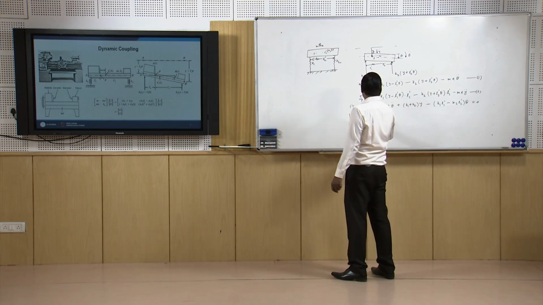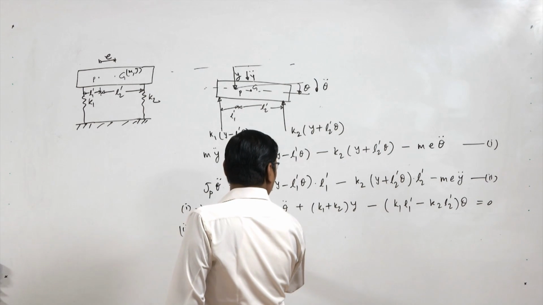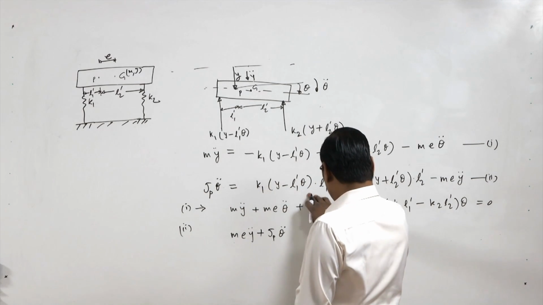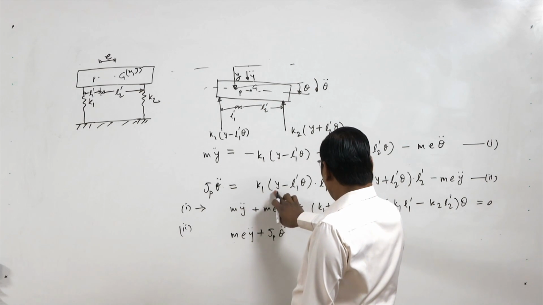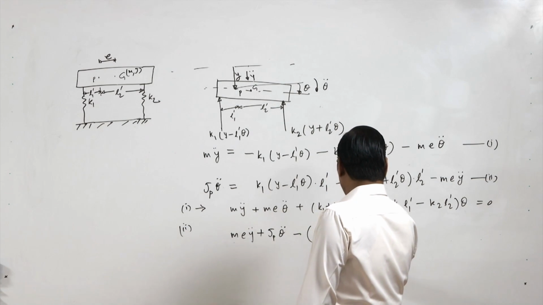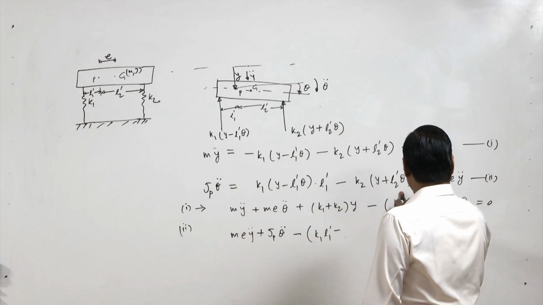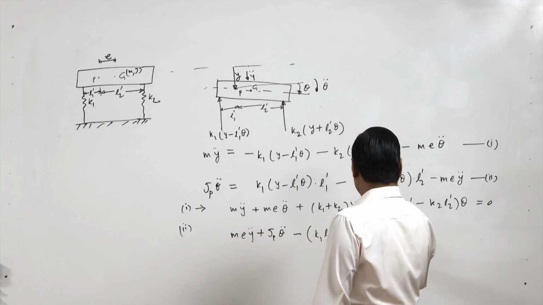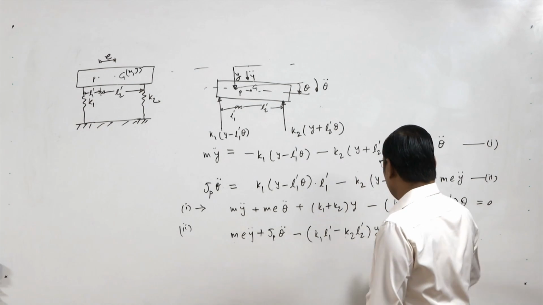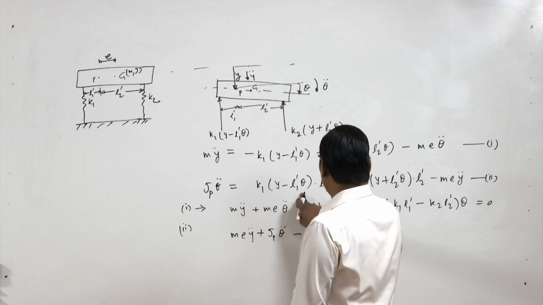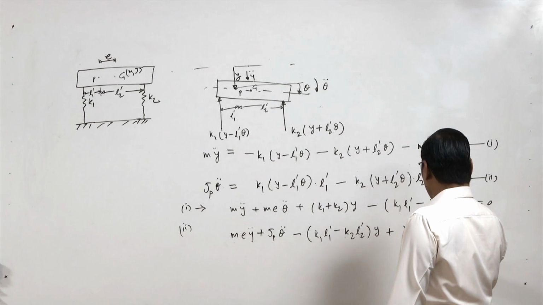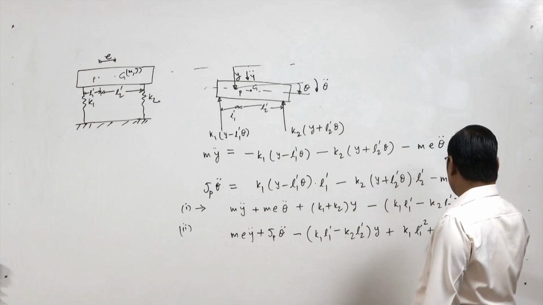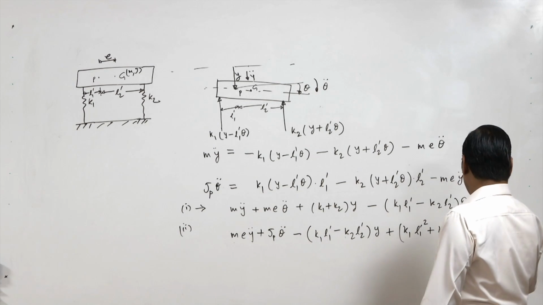Similarly, equation 2 can be written as m e y double dot plus Jp theta double dot, then the y term, so it is (minus k1 L1' plus k2 L2') y, that is minus k1 L1' minus k2 L2' y, and then the theta term is k1 L1' square plus k2 L2' square, theta equal to 0.